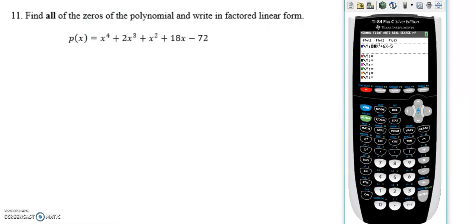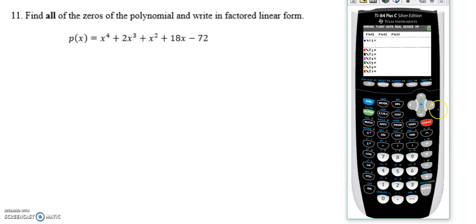So y equals, bring my calculator to this side, clear that out. We've got x to the 4th plus 2x to the 3rd plus x squared plus 18x minus 72. I'm going to do a little zoom 6, get me into a standard viewing window.